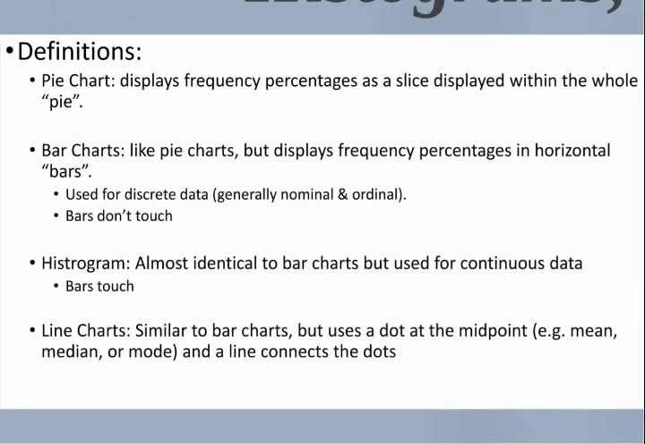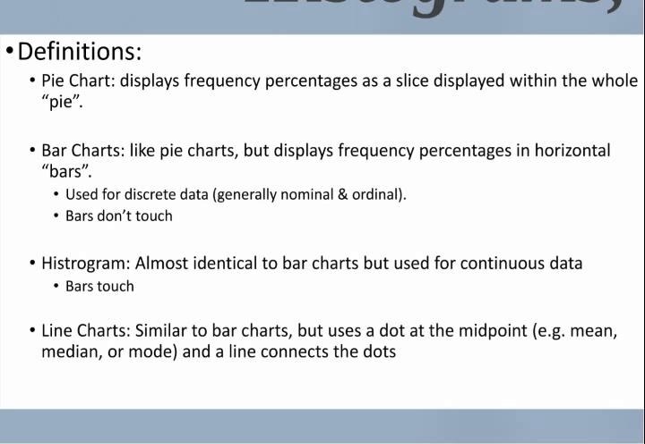Bar charts are kind of like pie charts, except they display frequency percentages as bars, right? So bars that go up, and the higher or the bigger your bar, the more proportion or the more frequency you have in that particular category. And again, pie charts and bar charts are both generally used with nominal and ordinal data, and that is because, especially for pie charts, you need to have 100%. They don't work without having a total of 100%.